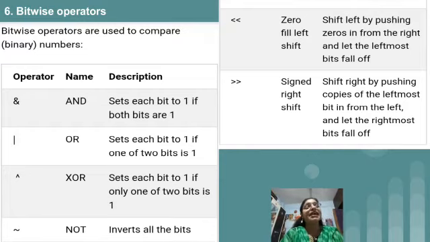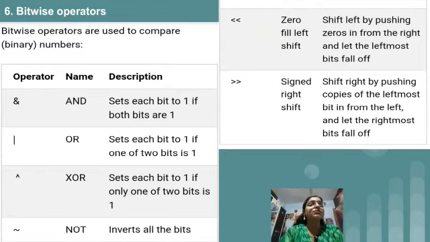So to represent bitwise AND we use ampersand. To represent bitwise OR we use the single vertical line. After that, to represent bitwise XOR we use the caret symbol, or exponent symbol. Then we have NOT. For NOT we have the tilde symbol. All these bitwise operators are used to compare binary numbers. From the examples you will come to know.